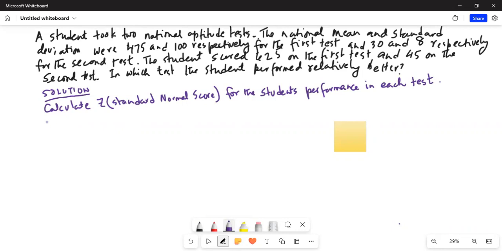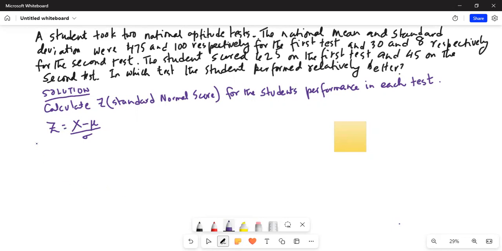Now, Z, the standard normal score, is given by this formula. How far the number deviates from the mean, the difference is then divided by the standard deviation. That is why it is called a standard normal score. It is as if we are finding out how many standard deviations above or below the mean a particular X score is.